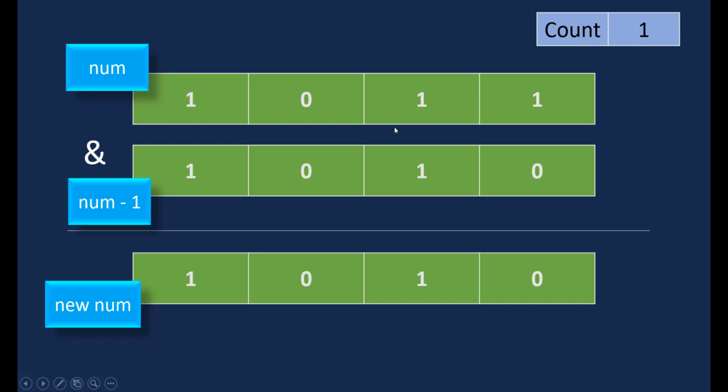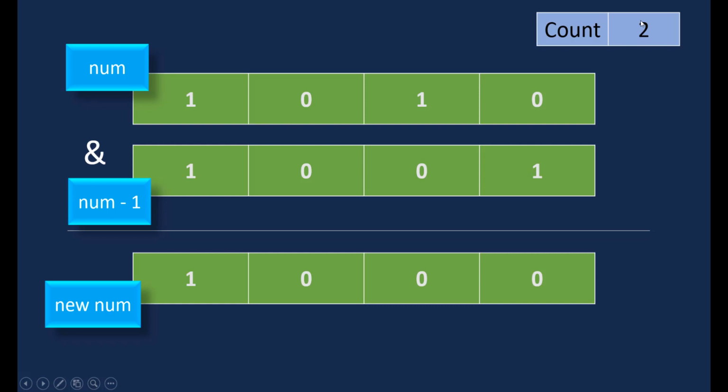So this given number is 11. Its AND operation with number minus 1, which is 10, would give us 10 as our new number. Now we need to count the ones in this new number. So we take it as num and we do its AND operation with number minus 1, which is 9. And this would give us 8, which is our new number.